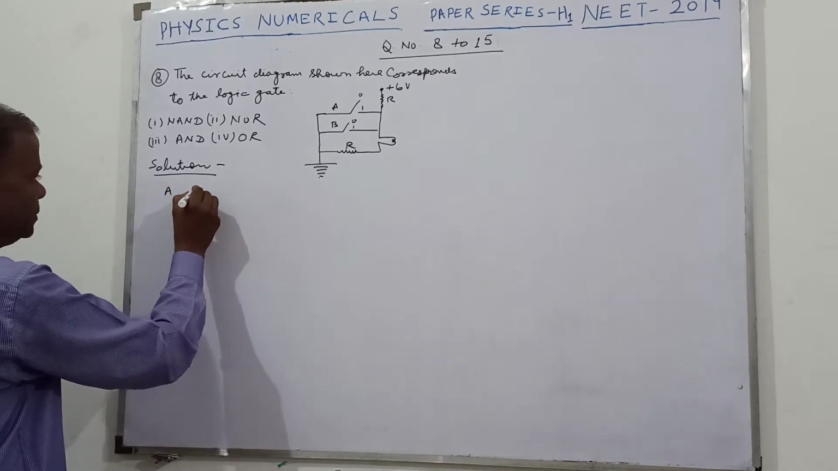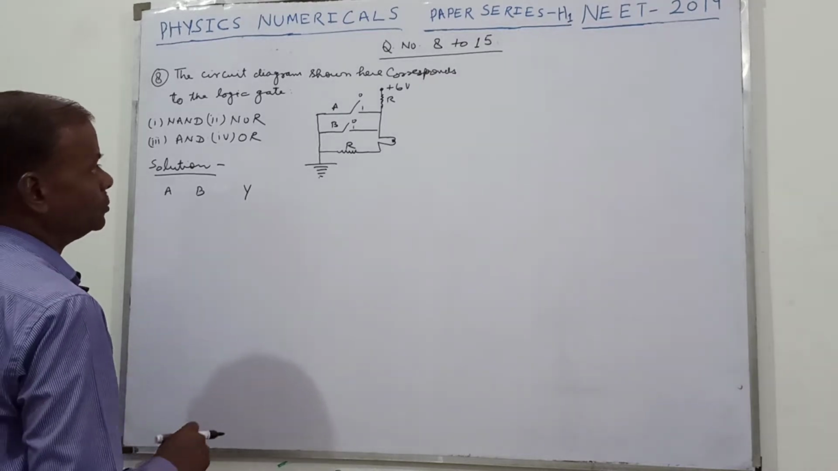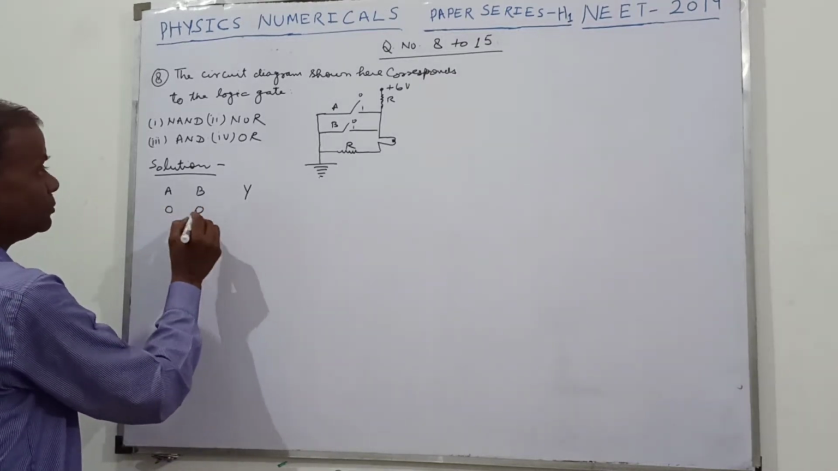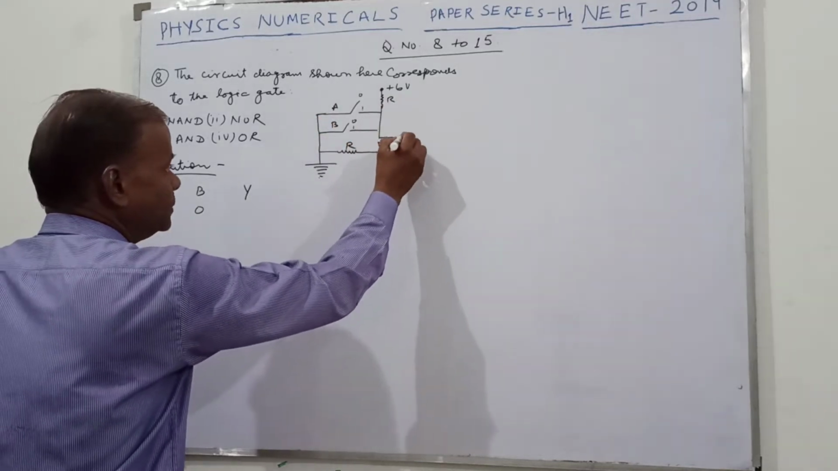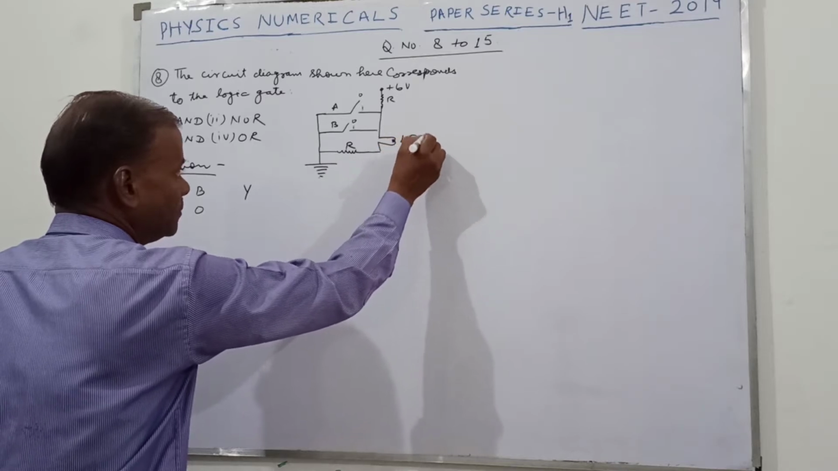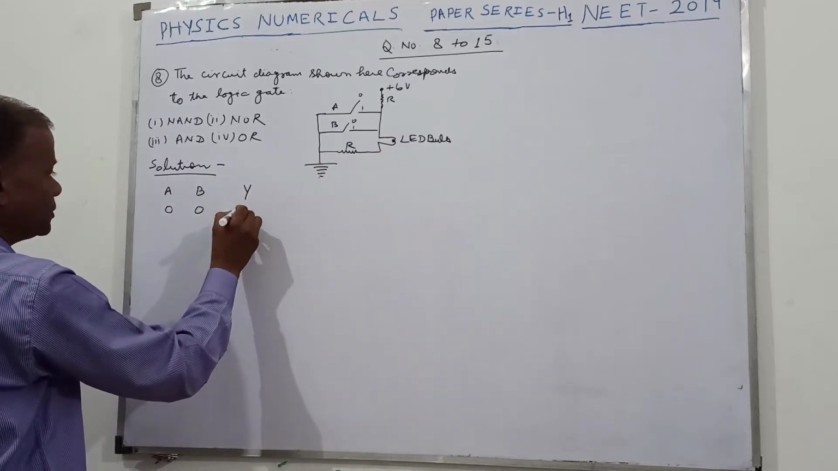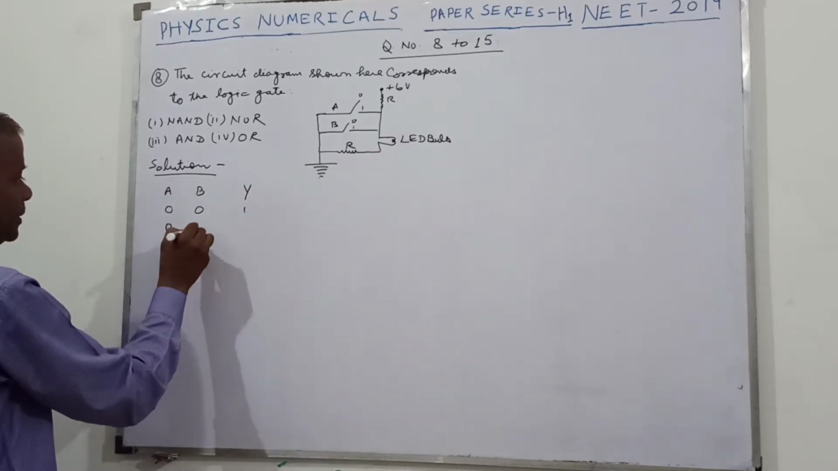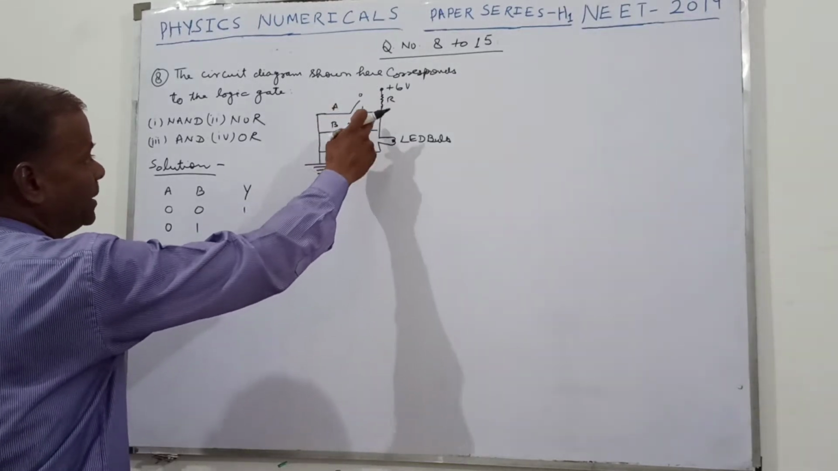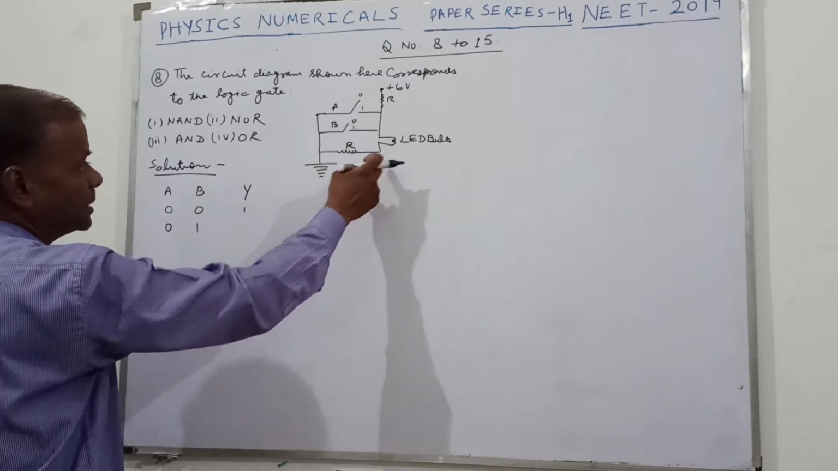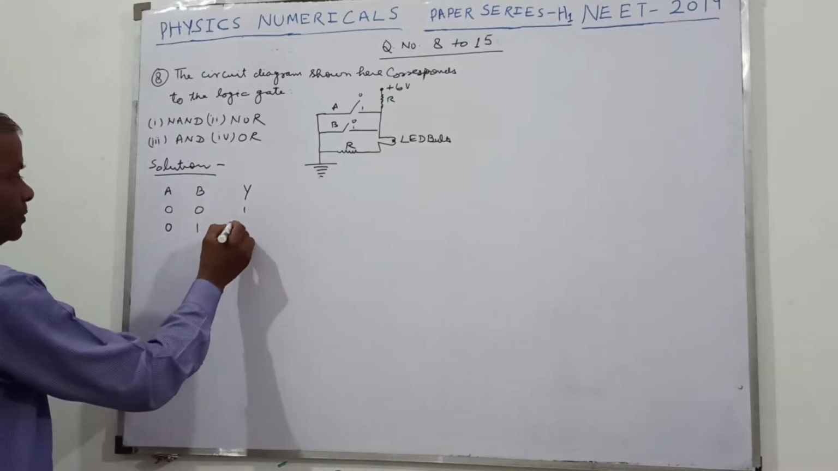This is now A, this is B, and this is now Y. So when this is suppose 0 and 0, meaning both are open, then current will go through this LED. This is the LED bulb. LED will glow, so this is now 1. Then 0 and 1: this is 0, this is open, and this is closed. So the current will pass through this, and current will not go in the LED bulb. So LED bulb will not glow. Not glowing means this is your 0.